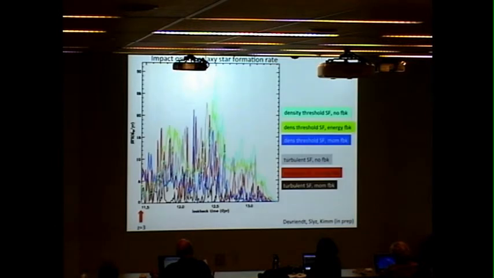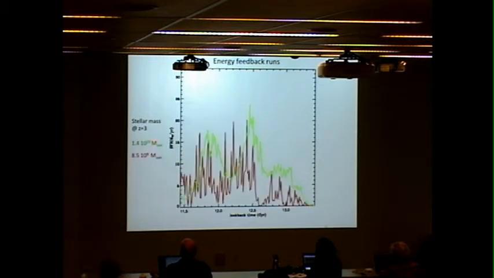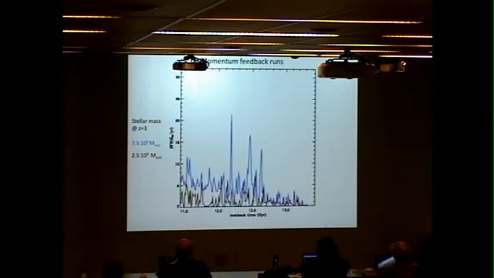All right. Results. Galaxy star formation rate. Well, it's a mess for all these runs, so let's take them two by two. No feedback runs: what you see is that the histories of the stellar mass at z equals 3 are comparable. They're about the universal baryon fraction. If you start including feedback, that's the energy feedback runs, you actually do nothing if you have a density formation threshold. You reduce by less than a factor two the amount of stars that you form if you have turbulent star formation. If you go to the momentum feedback runs, you're able to reduce by a factor two in the density threshold run, but you're reduced by a factor seven in the turbulent star formation run.